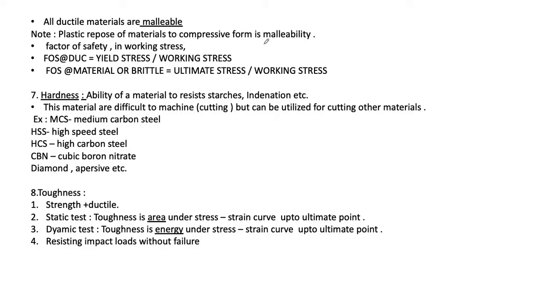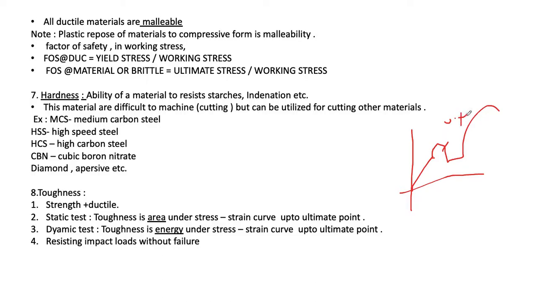Factor of safety in working stress. For a ductile material, it is yield stress by working stress. Yield stress is nothing but, I'll show one graph of mild steel. This is a stress strain curve. This is the elastic property. This is the upper yield point. This is the lower yield point. This is the upper yield point.